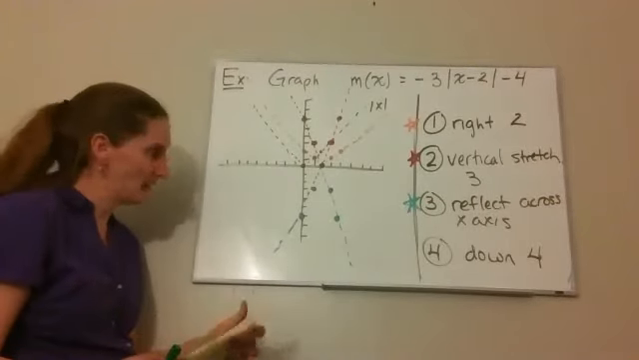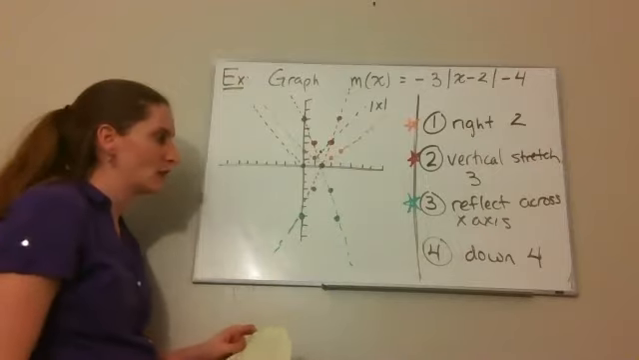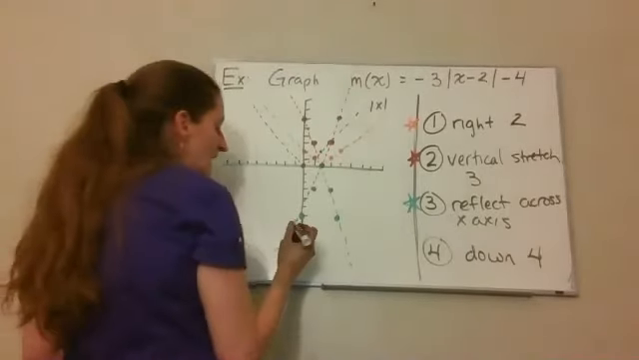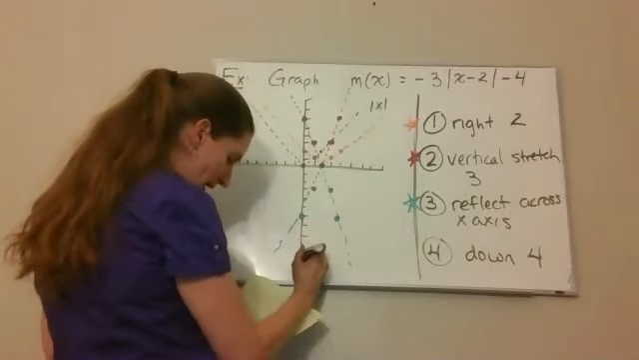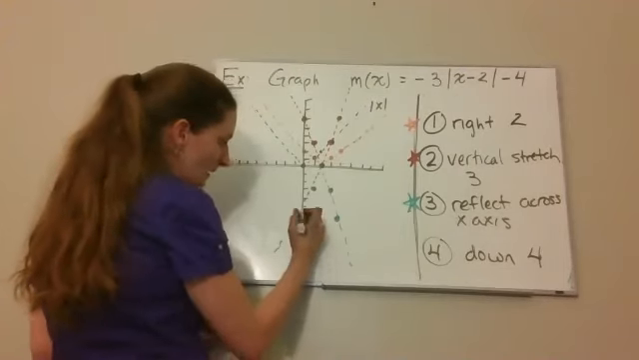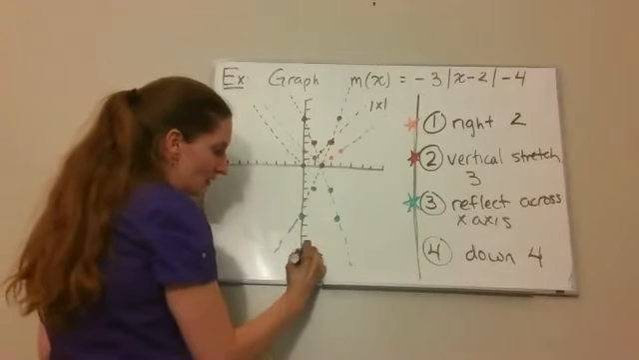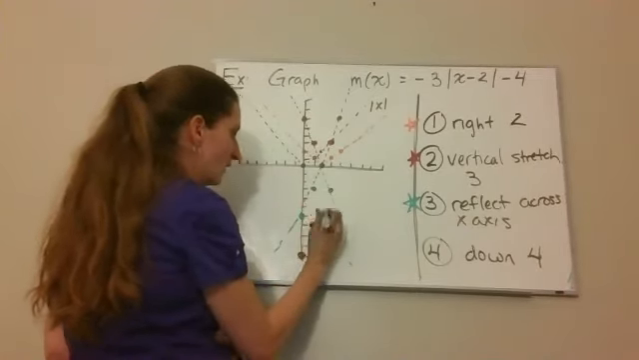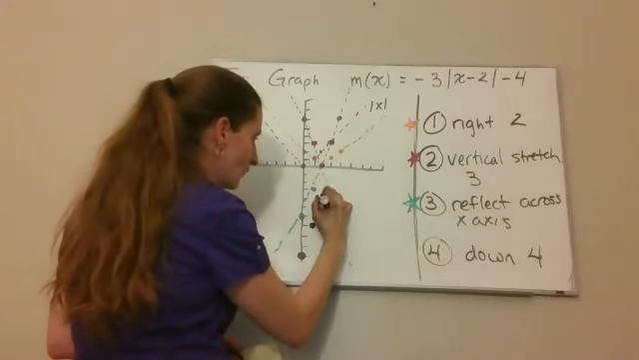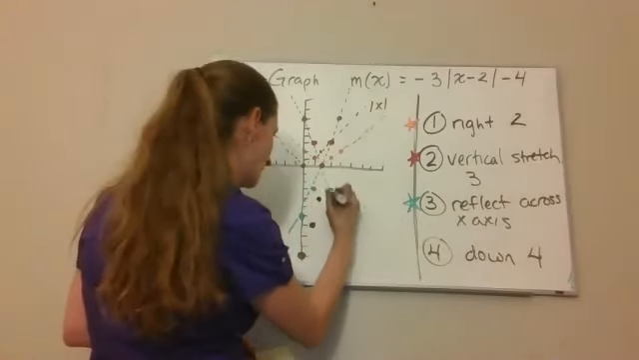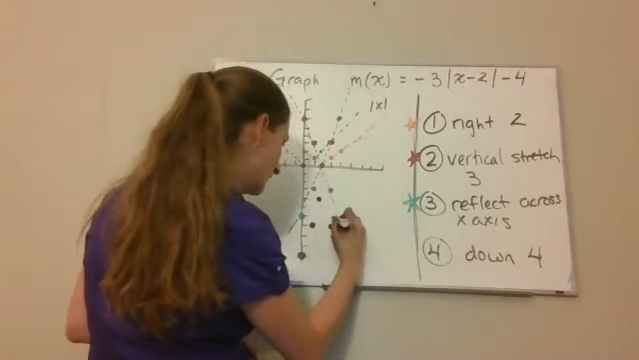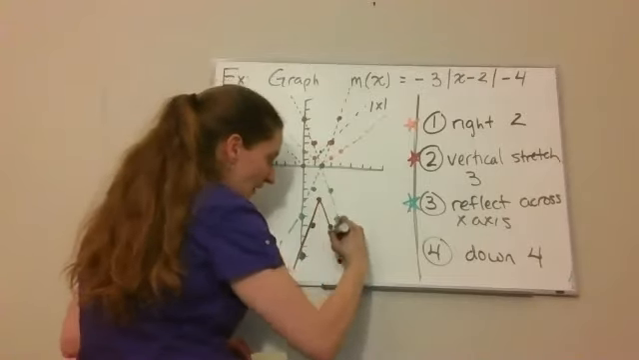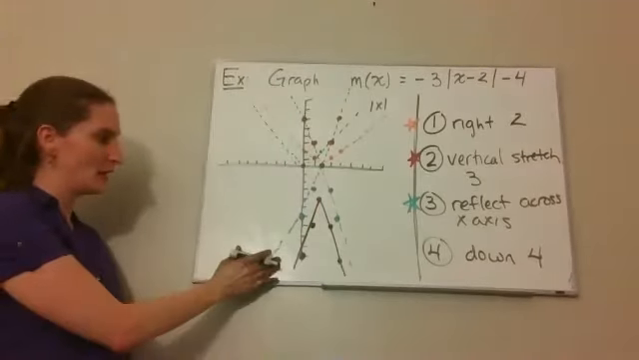Now I have my last one to do, that last transformation going down 4 spots. So I'm going to take each point and move it down 4 spots. Moving this point down 4. This point goes down 1, 2, 3, 4. This point goes down 4. Down 4. And down 4. And that would be my final graph down here.